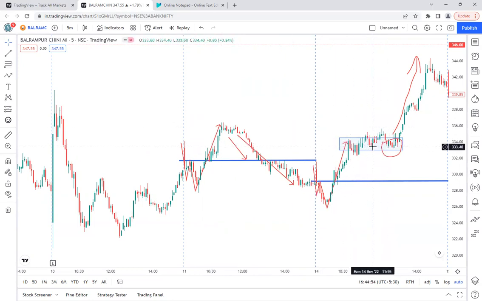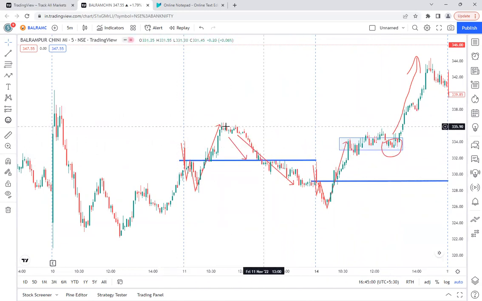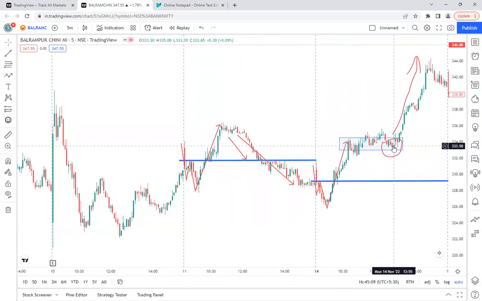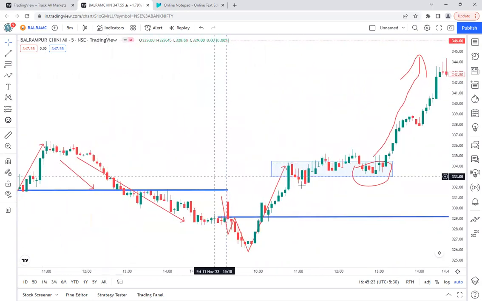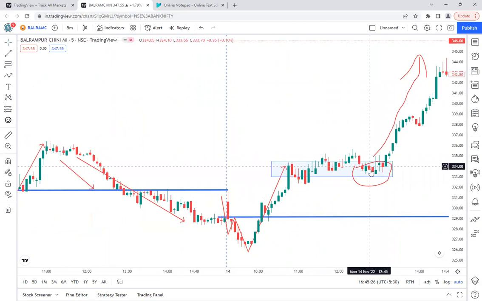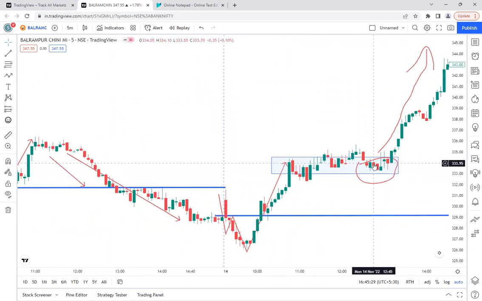Generally, the manipulators or big players know that there will be new traders expecting it to come down, as happened on 11th November. So here also, new traders mostly will be expecting that it will come down from here, which is the same pattern as the previous day. But what they did was give an impression that it will go down from here. In this place they trapped many sellers.